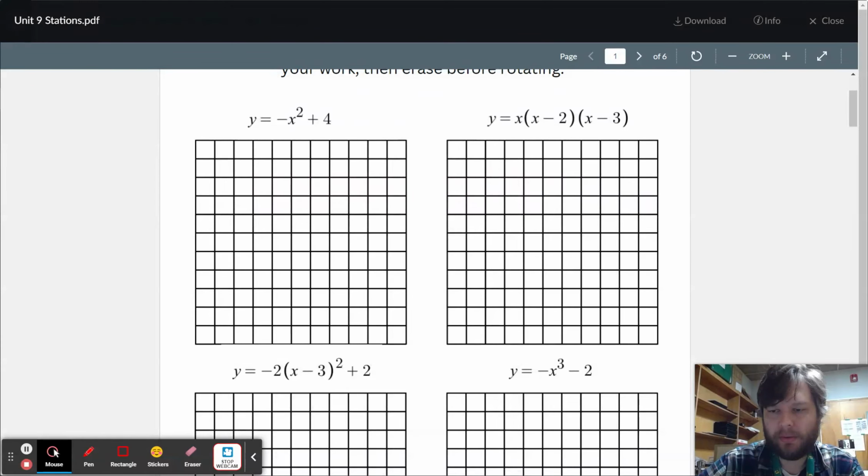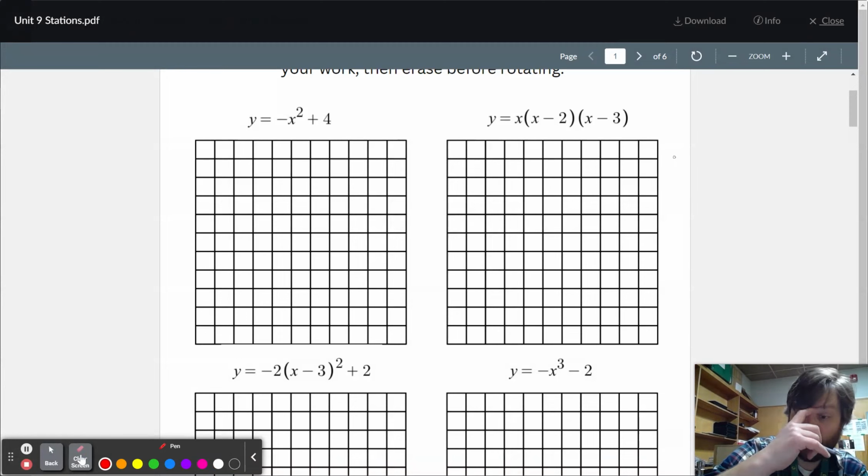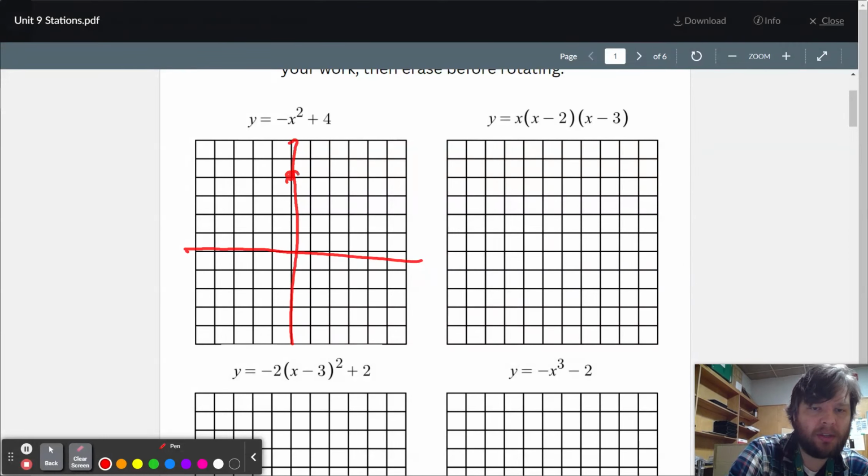All right, so I'm going to go through our review stations pretty quickly. And again, if anything's confusing, you just let me know and I'll make more explanation about it. So the first one, negative x squared plus 4, it's just going to look like a normal parabola, but it's going to be pointing down and it's going to be shifted up by 4. So it looks approximately like this.